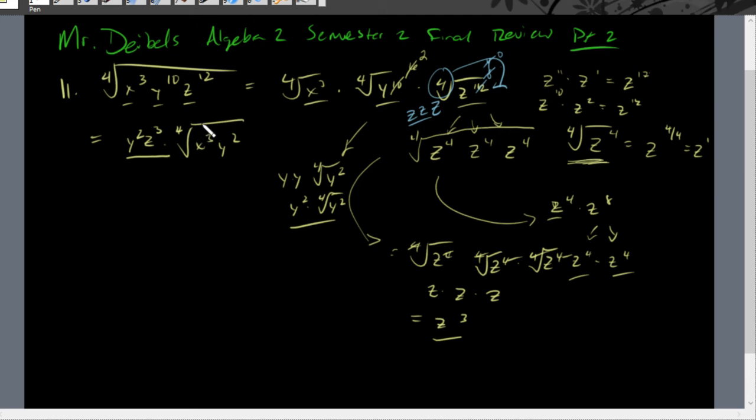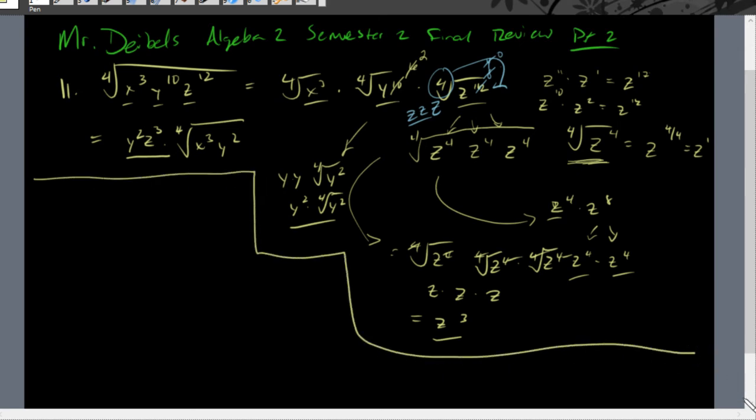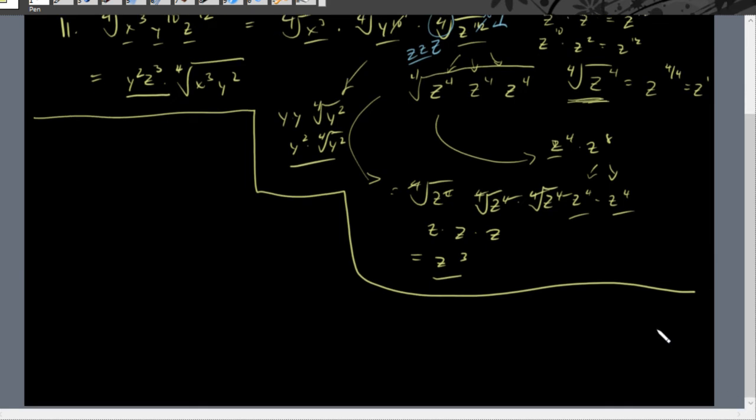Now, that is number 11 worked out, and now we need to move on to number 12. Number 12, and I'm going to try to conserve some space here, because I don't know how quickly I could get more space. So number 12 is the square root of 81 x to the 9th y to the 14th.